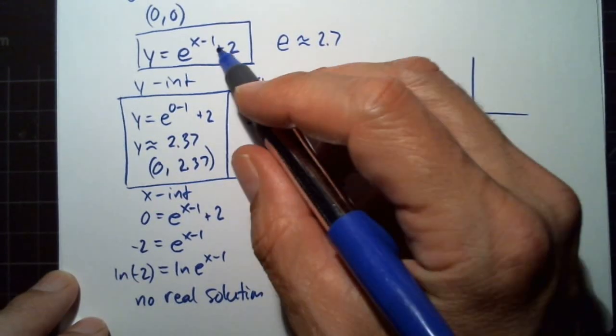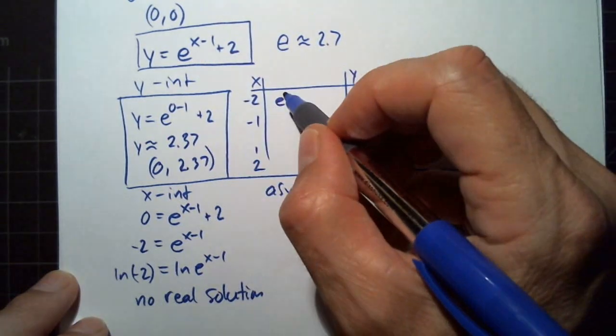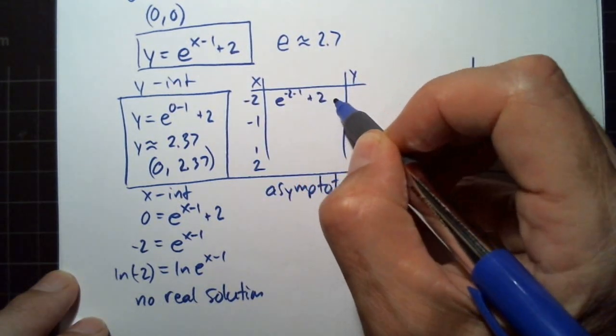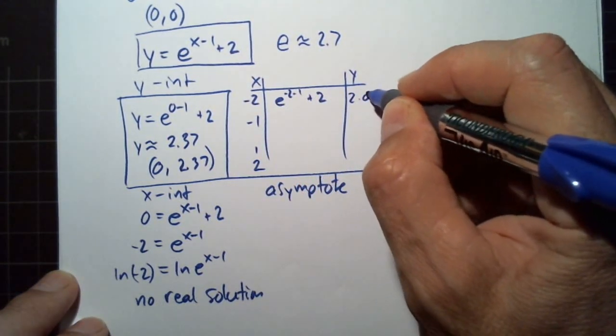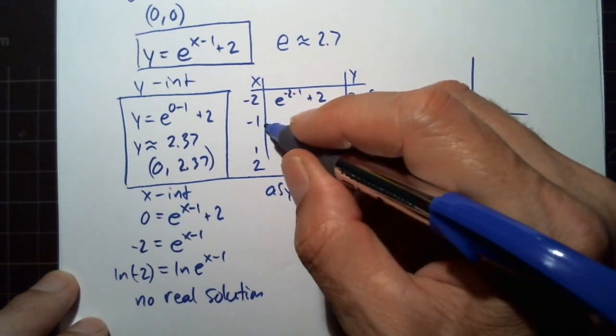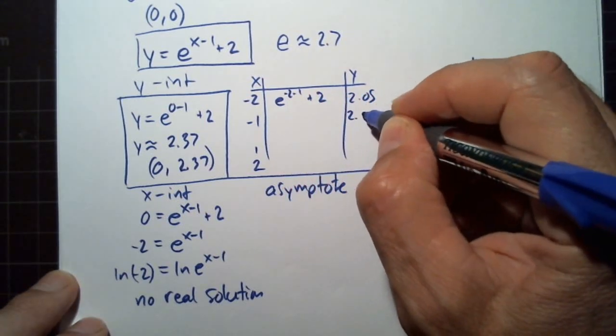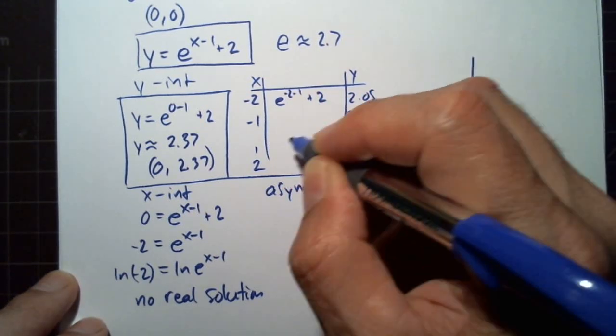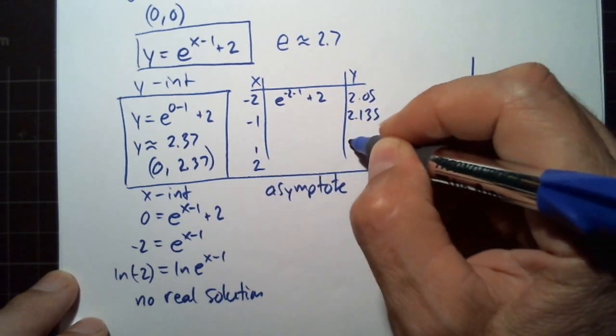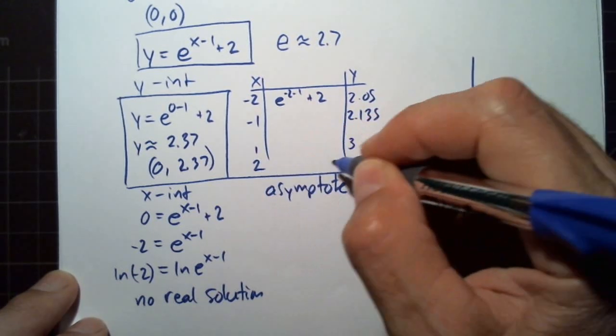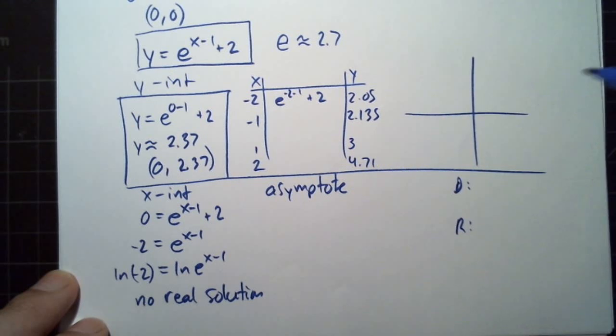So if we just have e to the negative 2 minus 1 plus 2, we get 2.05. At negative 1, just using a calculator, 2.135. At 1, we have 3. At 2, 4.71.